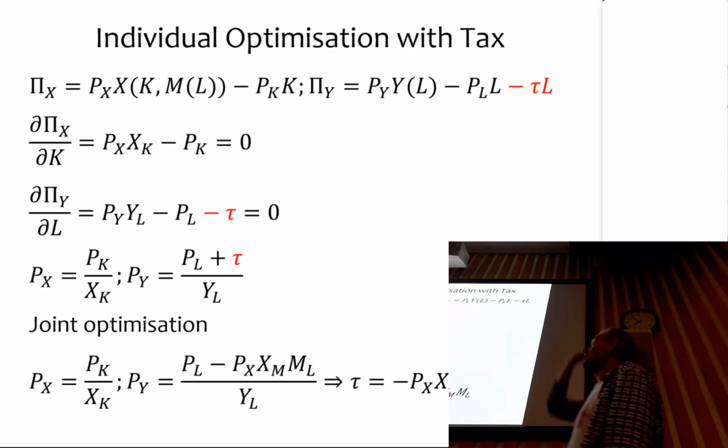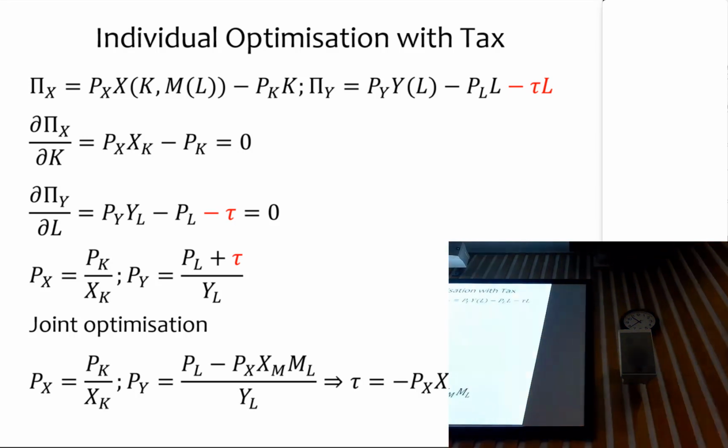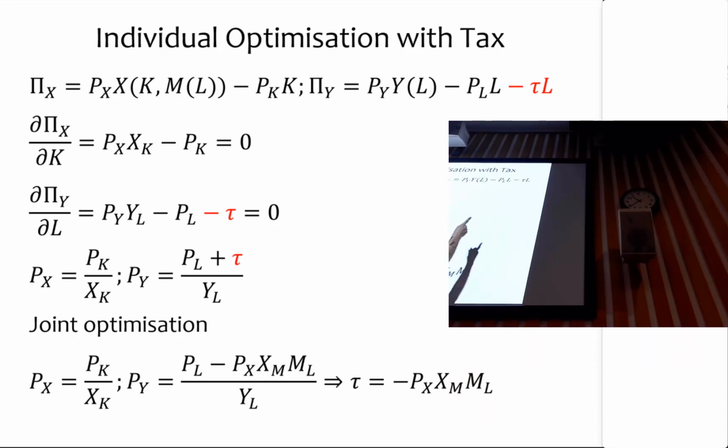And we're going to do nothing with the production of X. So the private optimization, individual optimization is still P_X X_K minus P_K must equal 0. The pi_Y dL has changed. It's still P_Y Y_L minus P_L, but now we also have the first partial derivative of tau L there, right? So we have to subtract a tau from that. Rework that. The price at which we sell X hasn't changed. The price at which we sell Y has changed. We have to add a tau there, right?